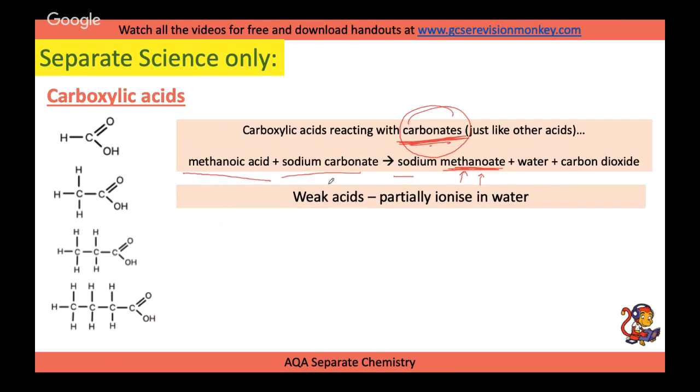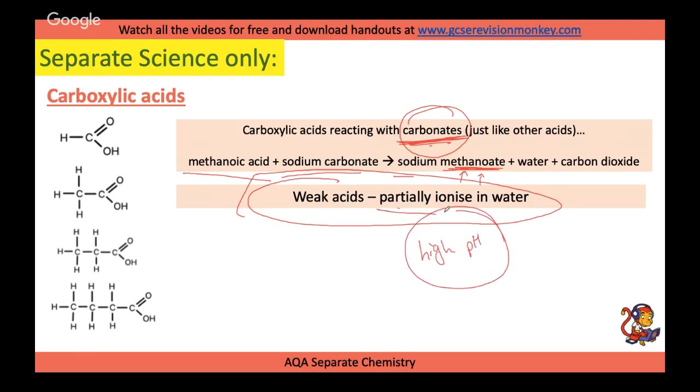They are also, this came up in paper 1 and it might come back again, weak acids. Carboxylic acids are weak acids, which means they only partially ionize in water. So if you had the same concentration of carboxylic acid as a strong acid, the strong acid would have a much lower pH, and these carboxylic acids would have a much higher pH because they only partially ionize in water. That means there are fewer hydrogen ions floating about in the solution.